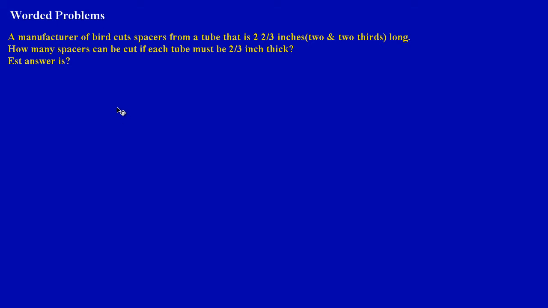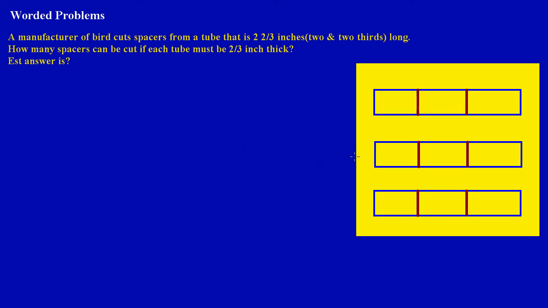However, before I go into the raw mathematical calculations of this question, I'm going to draw up a diagram because I think it may explain the question to you a bit clearer, and then we do the calculations. Alright, so let's just quickly pull up a diagram. Okay, my friends, here we have a diagram. Now let's show you the relationship of the diagram to what is being asked in the question. They have stated that a manufacturer of bird cut spacers from a tube that is 2 and 2/3 inches long.